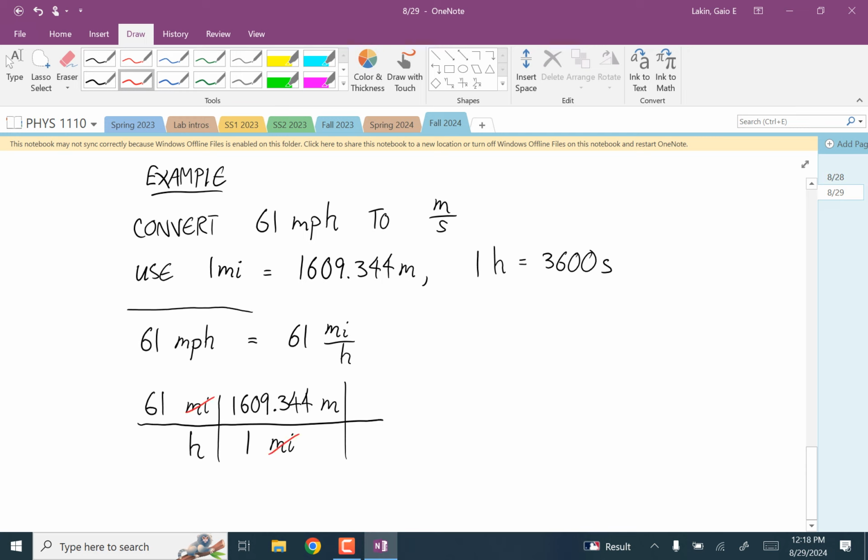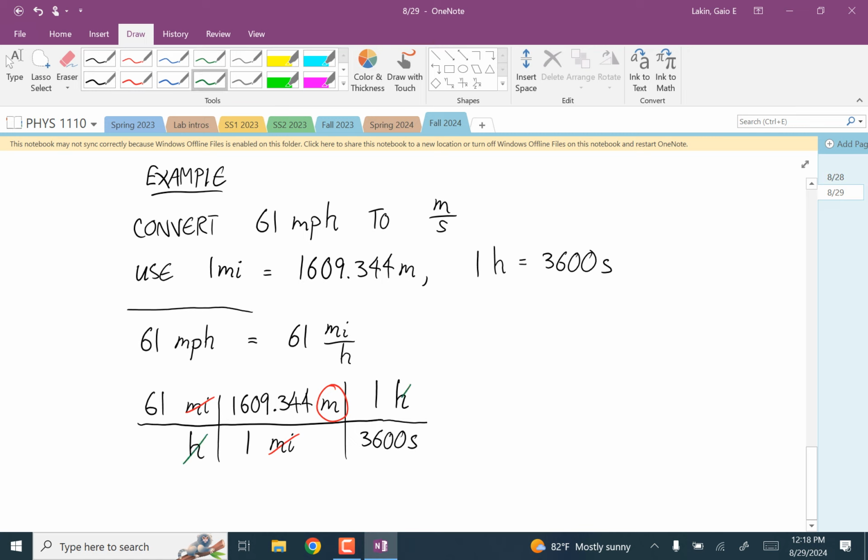Since these are on opposite parts of the fraction, they cancel each other out. And so now we've changed our length units to meters. And now we just have to change our time units to seconds. So now I'm going to multiply this by either 1 hour over 3,600 seconds or 3,600 seconds over 1 hour. Which of those do we want in order to cancel these hours that are in the denominator? Yep, we want the hours to be in the numerator for our conversion factor. So we got 1 hour over 3,600 seconds.